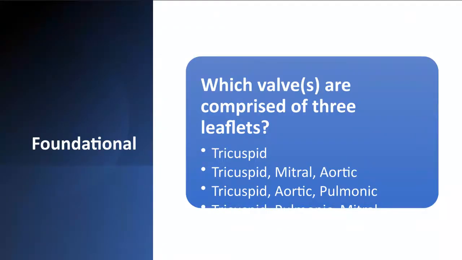Which valve or valves are comprised of 3 leaflets? Number 1 is tricuspid, number 2 is tricuspid, mitral, aortic, number 3 is tricuspid, aortic, pulmonic, number 4 is tricuspid, pulmonic and mitral. Sorry, that's cut off.